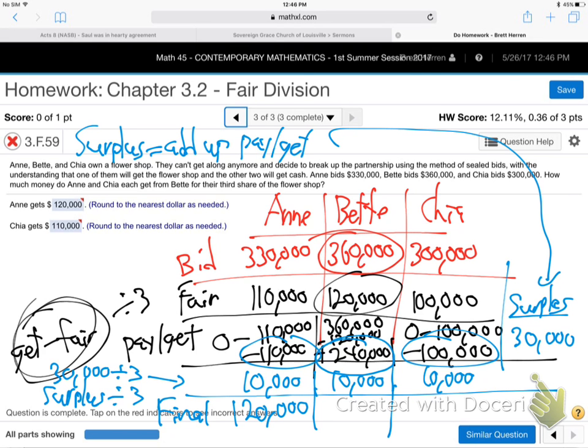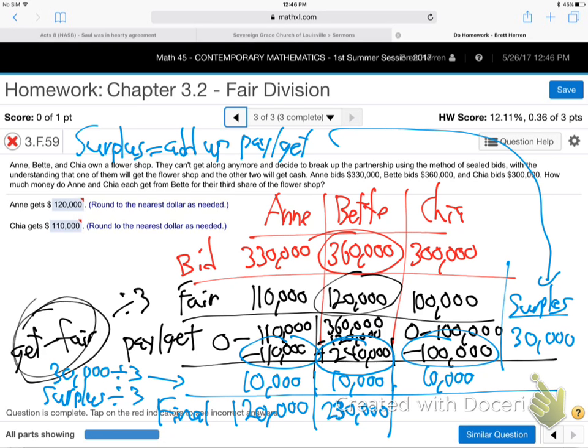Am I going too quick? Is that good? Going on to Betty. I'm sorry, Betty got the flower shop and then had to pay $240 because she got so much value, but we're giving her 10 back. So what did she really pay in the end? $230. You subtract those. She paid $240 but got 10 back. Is that making sense? So once you get the surplus, you divide by 3 to see what you get back. That makes it even. You evenly break up the surplus.